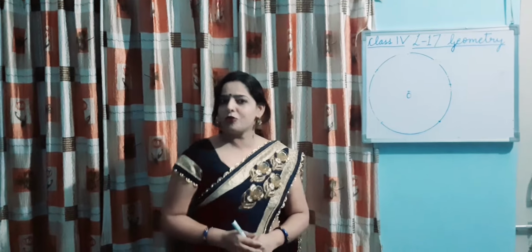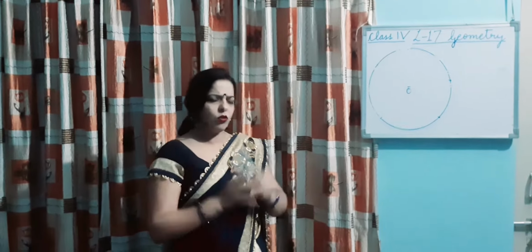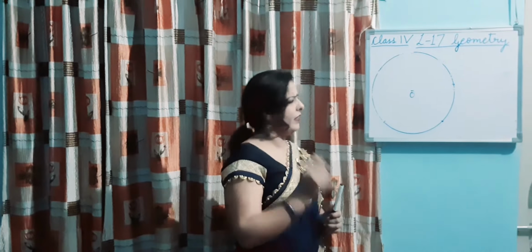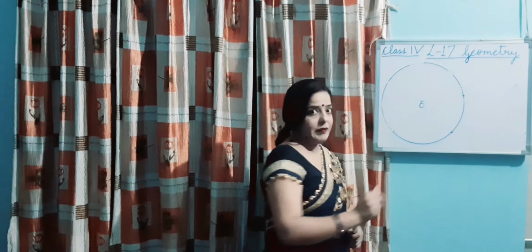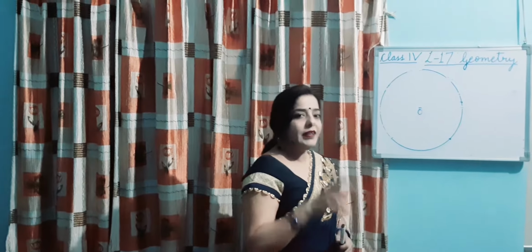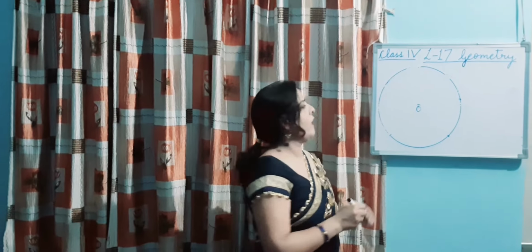Now the next part of the circle which I am going to introduce to you is the chord. Now what is a chord? Let me tell you a small thing you have to do. You take any 2 points on the circumference. Till now you were taking only 1 point on the circumference and joining it with the center. Now you have to take any 2 points on the circumference.